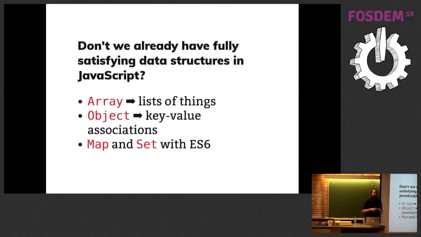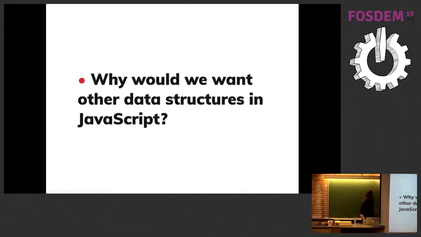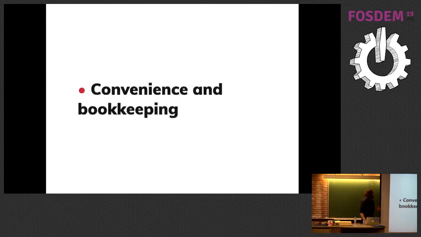So the question is, don't we already have data structures in JavaScript? Like for instance, we have arrays, we have objects, and now with ES6 we've got maps, we've got sets. So why the hell do we bother about custom data structures? Isn't this really enough? So why do we want other data structures? The first point is because it's convenient.